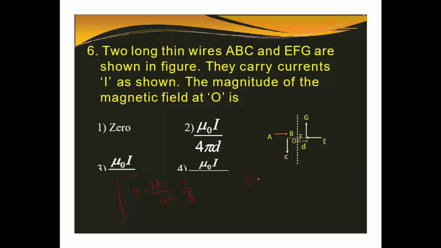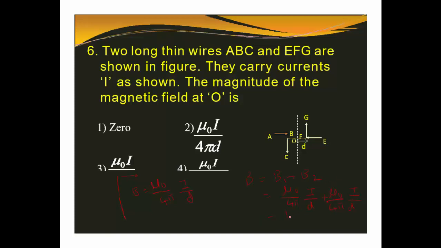So the total magnetic field will be B equal to B1 plus B2, the magnetic field due to BC and due to FG. Due to BC it is mu naught by 4 pi I by D. Current is the same, distance is the same. For the second one also it is mu naught by 4 pi I by D, because current and distance are the same for both.